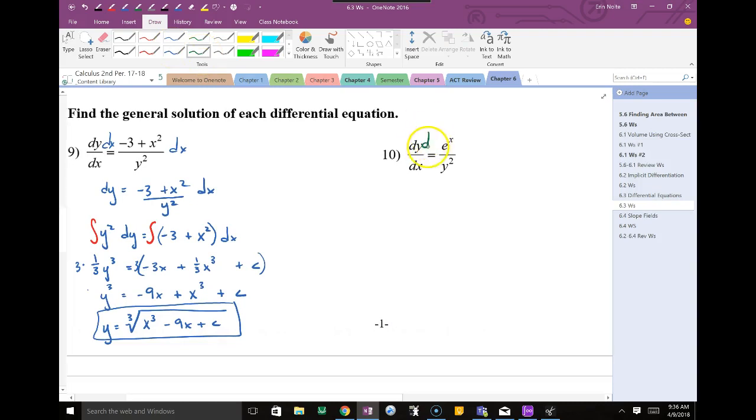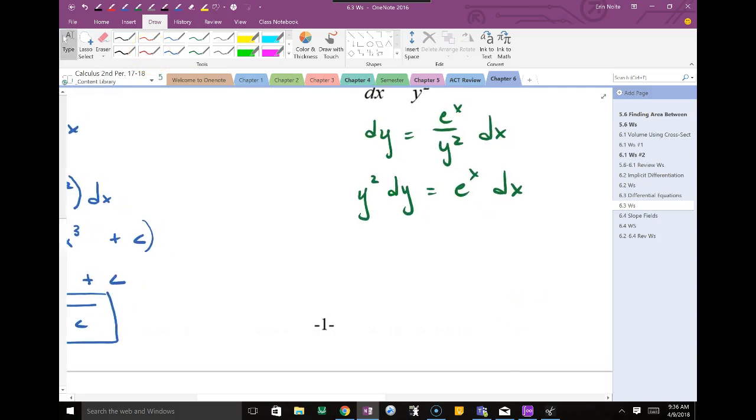What's your first step? Trying to find dx. You guys are really good at that first step. So we have dy equals e to the x over y squared dx. Okay. Get my variables on the same side, so what do you do? Multiply by y squared. So y squared dy equals e to the x dx. Okay, then what? Integrate.